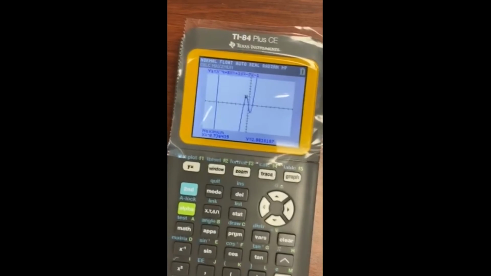Again, I hope you learned how to set your window to find the turning points, and how to find the minimum and maximum.